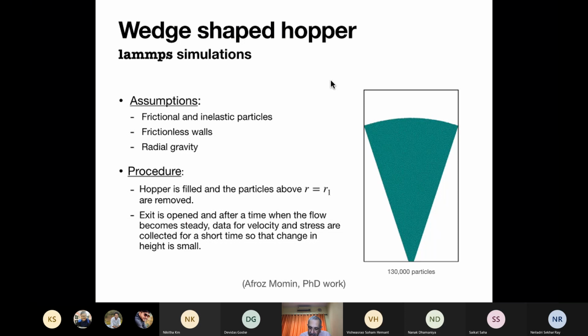And once it reaches steady state, then we start collecting data for a short time. So let's say as you open it, this height will start falling. And we collect the data for a very short time so that the change in height is small. In fact, in most of the simulations, only 3,000 particles are allowed to go out, during which we collect the data, and the height falls by, let's say if this is 15, then the height falls by 0.2, 0.3. So it's a very small distance.